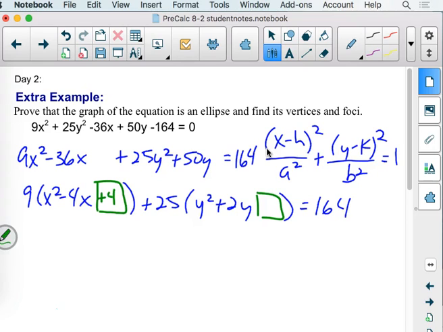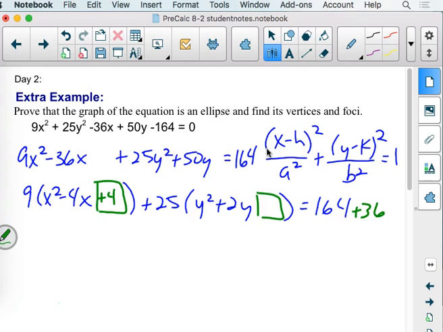And I ask myself, did I really just add 4 to this side? I didn't. Because remember, this 9 was waiting out here. We really just added 36 to this side. If we distribute that, what I do over here, I have to do over here. Those are the rules of algebra. Keep it balanced.